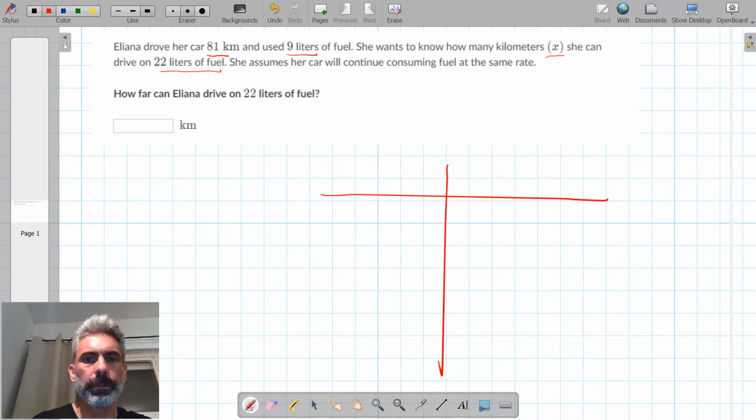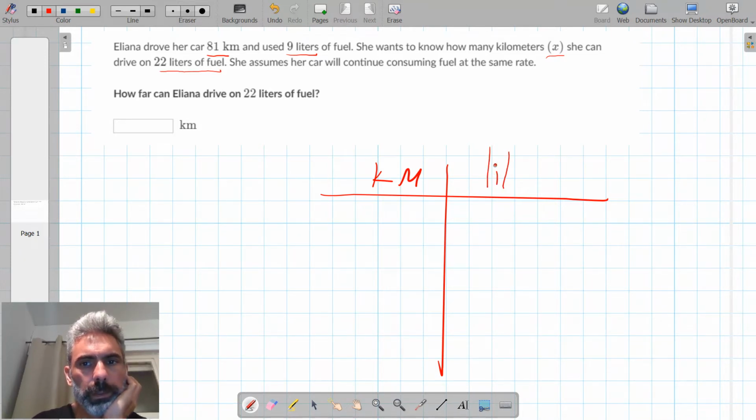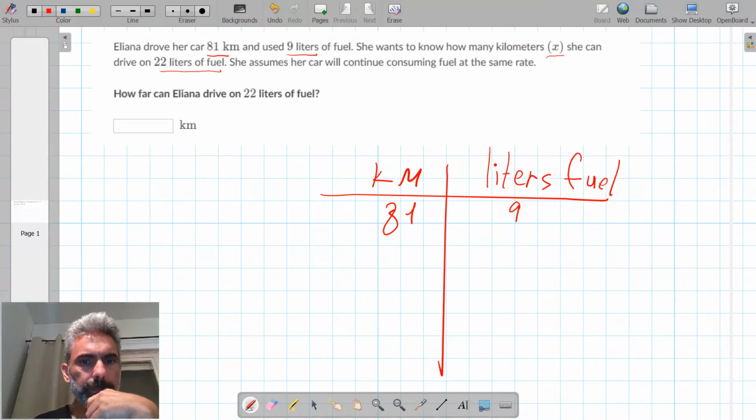Okay, so kilometers and liters of fuel. She drove 81 kilometers and used 9 liters. So how many kilometers can she go on 1 liter?